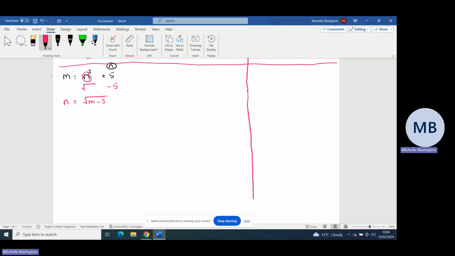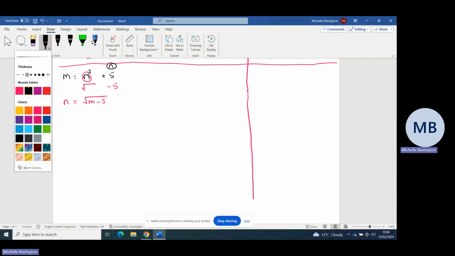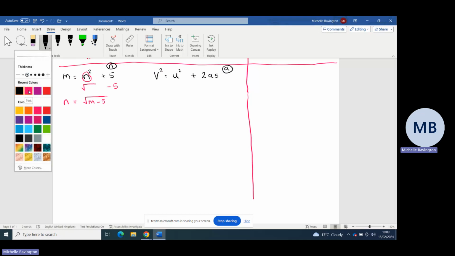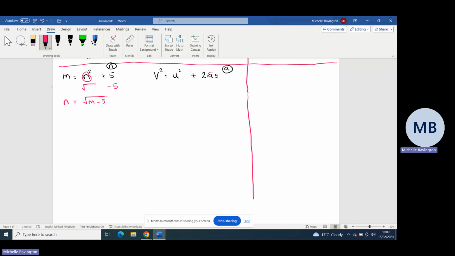Okay, let's do another one, make it a little bit more tricky. Right, a squared equals u squared plus 2as. We're going to make a the subject. Right, don't panic. Looks difficult? Not. Right, a the subject.